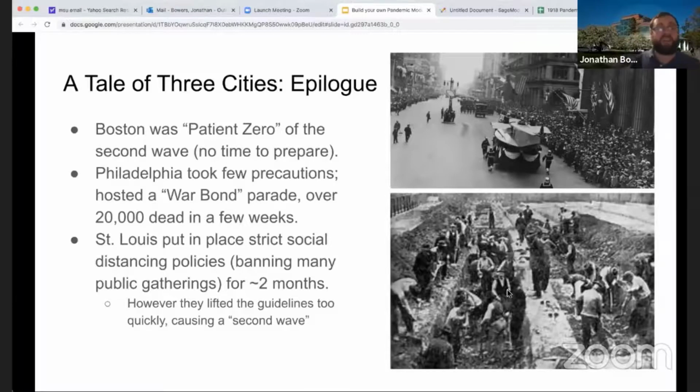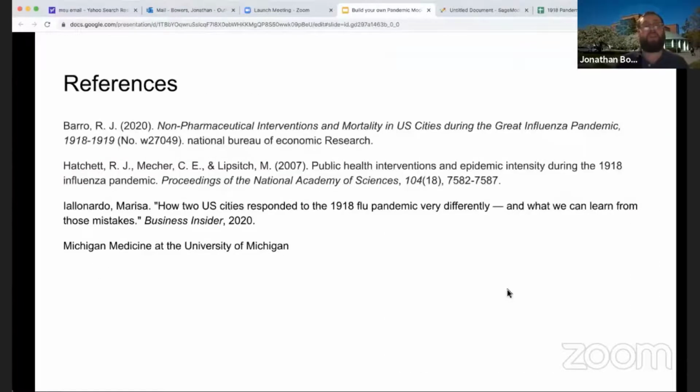And St. Louis, on the other hand, with its very flat curve, put in good, strict social distancing policies. They kept them up for a while, banning many gatherings for about 2 months. The problem was that they lifted the guidelines a little too quickly, and then they experienced a second wave. Granted, it wasn't as bad as Philadelphia or Boston. They didn't have the same peak death rate, but they did experience the second wave because they lifted restrictions too soon. So I'm going to open the floor to questions from anyone.